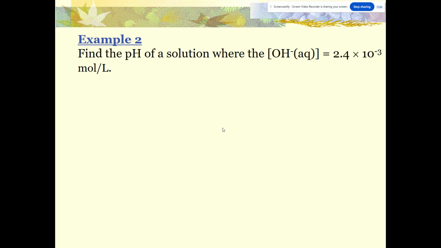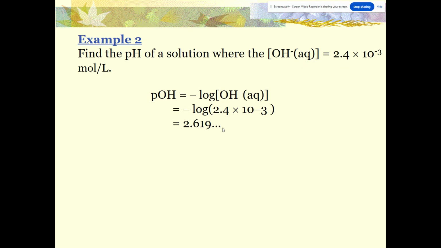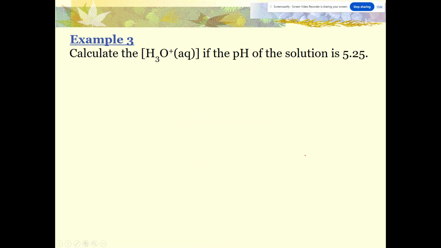Okay, another example, find the pH. Well, we have hydroxide ions, so we're not going to be finding the pH. We're actually going to be finding the pOH first when you have hydroxide ions. So when we take the negative log of those, we get the pOH, and then I subtract it from 14 to get the pH. Again, I have 2 total digits in my concentration, so I need 2 decimal places in my answer, 11.38.